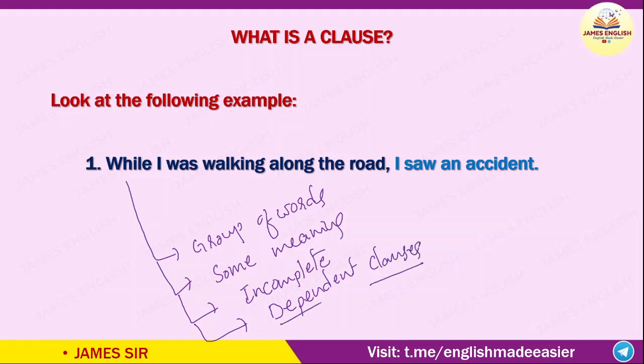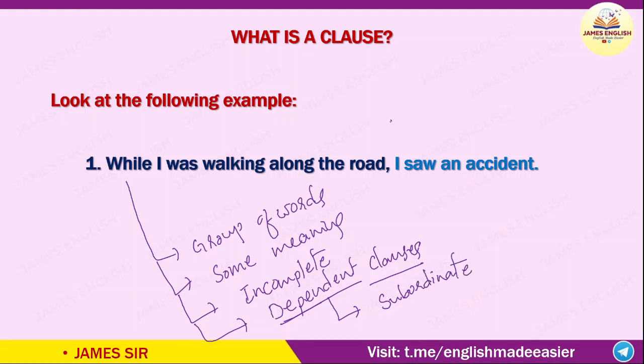What is a dependent clause? A dependent clause is a group of words which gives some meaning but doesn't give complete meaning. To have a complete meaning, it depends on some other part of the sentence. Such clauses are known as dependent clauses or subordinate clauses.